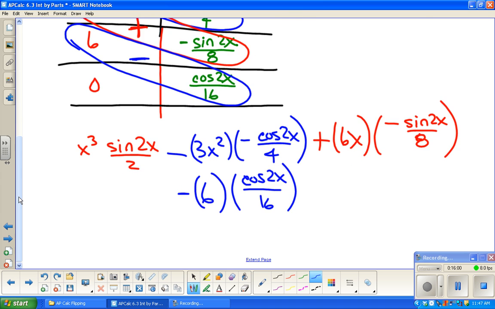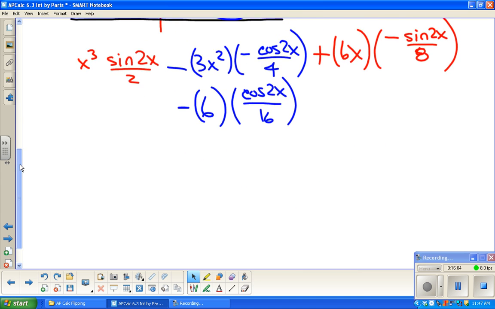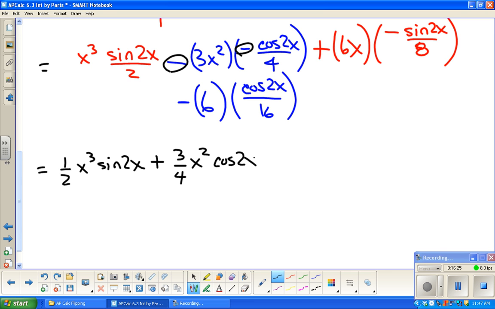Okay, so I'm just going to clean this up a little bit. Okay, and I know I'm just kind of moving along here, but remember, you can pause any time. Okay, so all of this is going to be equal to 1/2 x cubed sine 2x. Next one's plus because it's minus a negative, and this bad boy is going to be 3/4 x squared cosine.